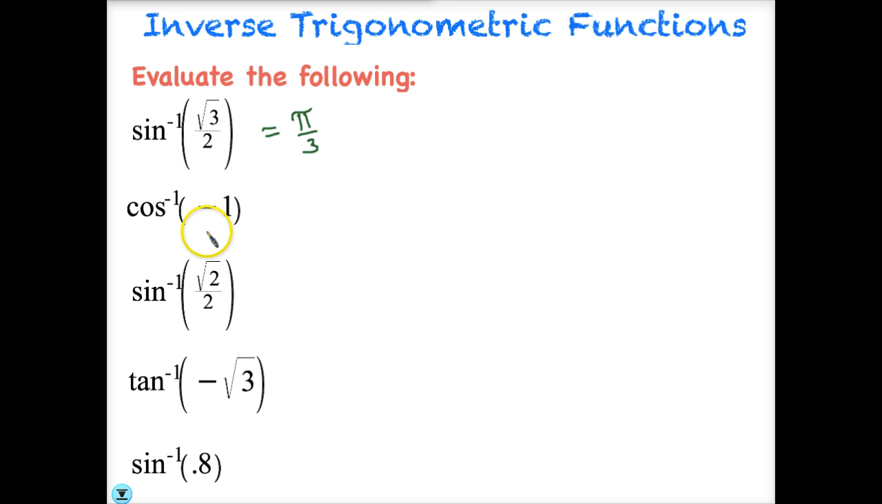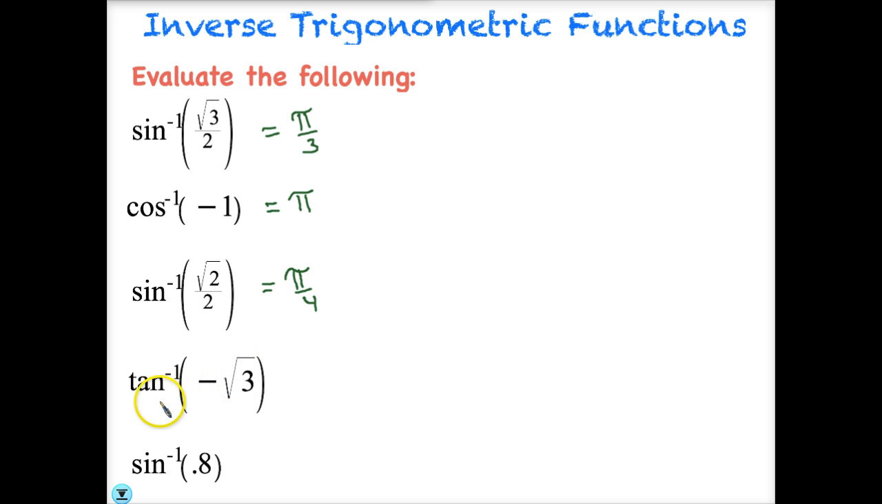How about inverse cosine of -1? Well, remember that goes from 0 to pi. This is negative, so we know it's in quadrant 2, and cosine is -1 at pi radians. How about inverse sine of root 2 over 2? This is positive, so we need to look in quadrant 1, and we know that's going to be pi over 4 or 45 degrees.